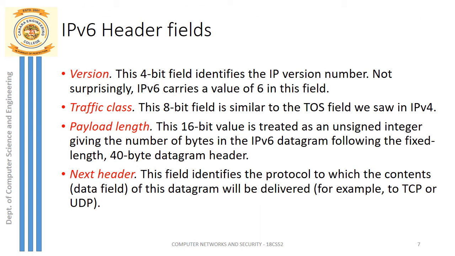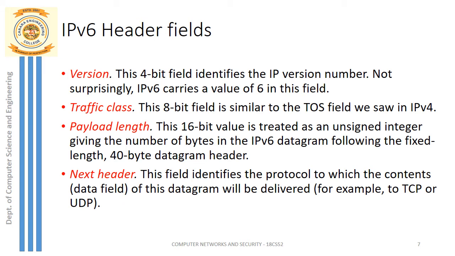The first field of the IPv6 header is the version field. This is a 4-bit field which identifies the IP version, and in the case of IPv6 the value will always be 6. The next field is traffic class, which is an 8-bit field similar to the TOS field of IPv4. That means type of service. The main difference between traffic class and flow label is that flow label identifies a flow, whereas traffic class identifies a datagram in a flow.